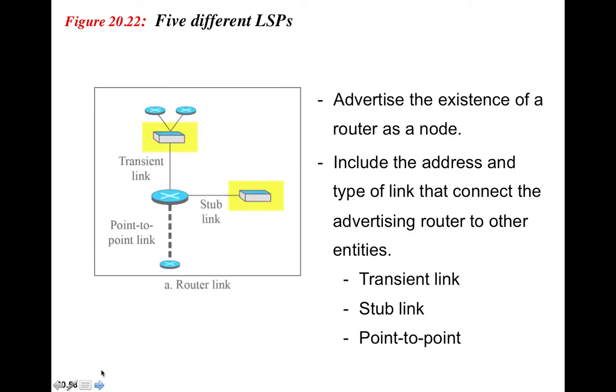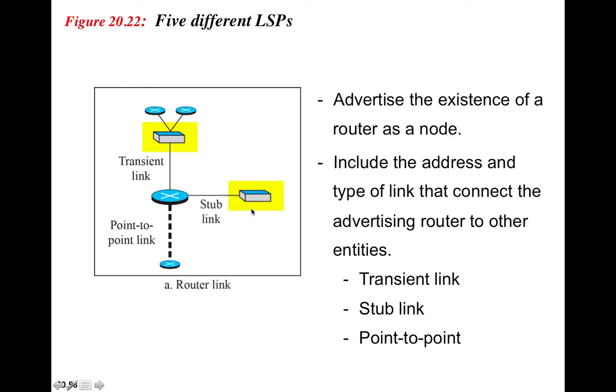The first one that we have here is considering what type of a link is there with the router. What type of a link is it? So we have 3 different types of links: transient link, stub link, and point-to-point link. In this case, this is the point-to-point link. The 2 routers are connected directly to each other using a point-to-point link.